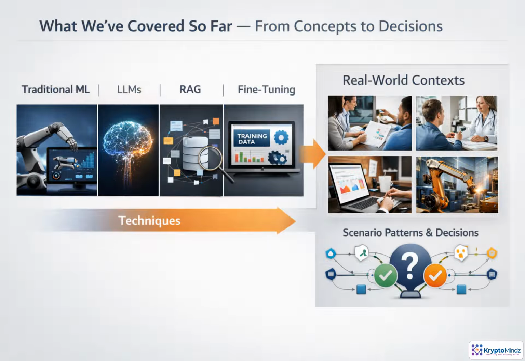At this point, the building blocks are on the table: traditional ML, LLMs, RAG, and fine-tuning. Module 4 shifts the focus from how these techniques work to when each one solves a real context problem.